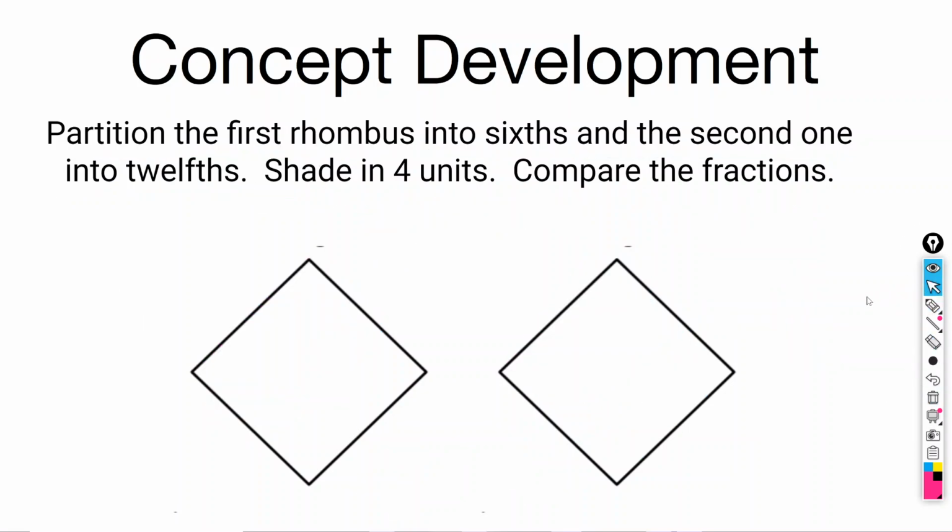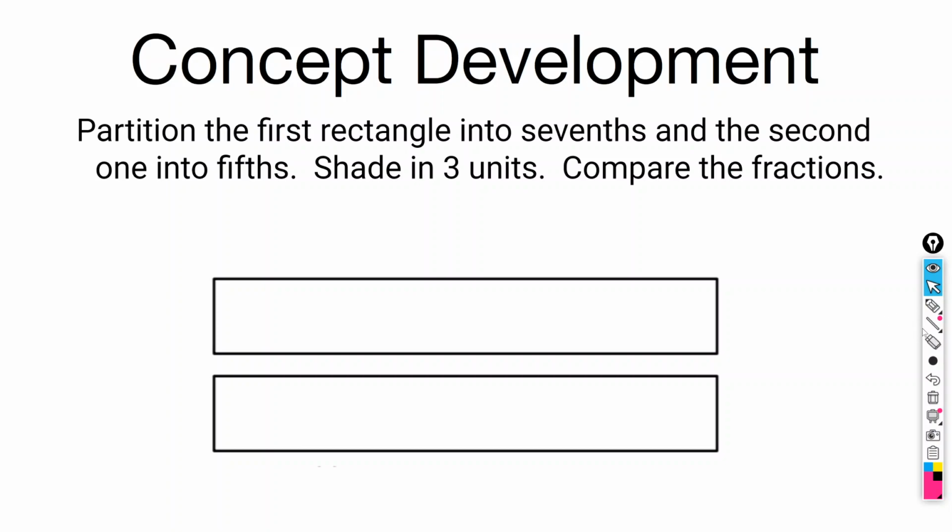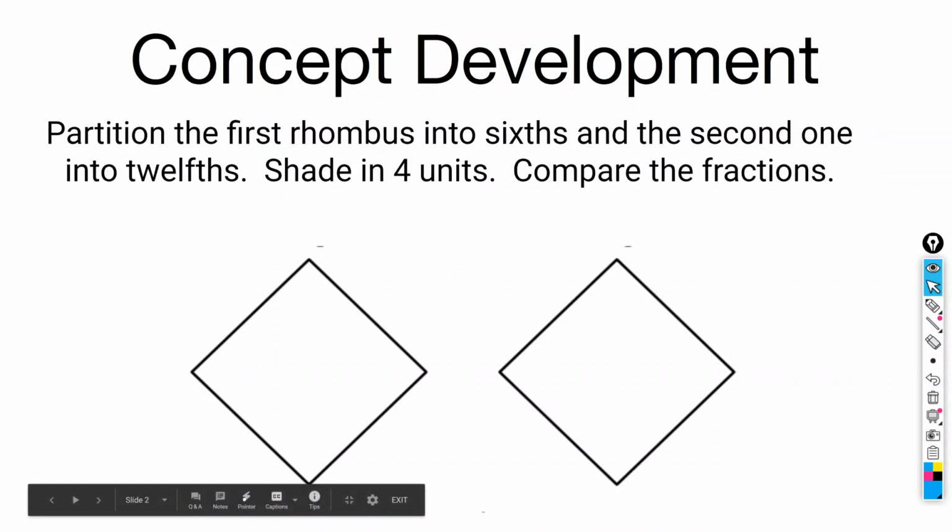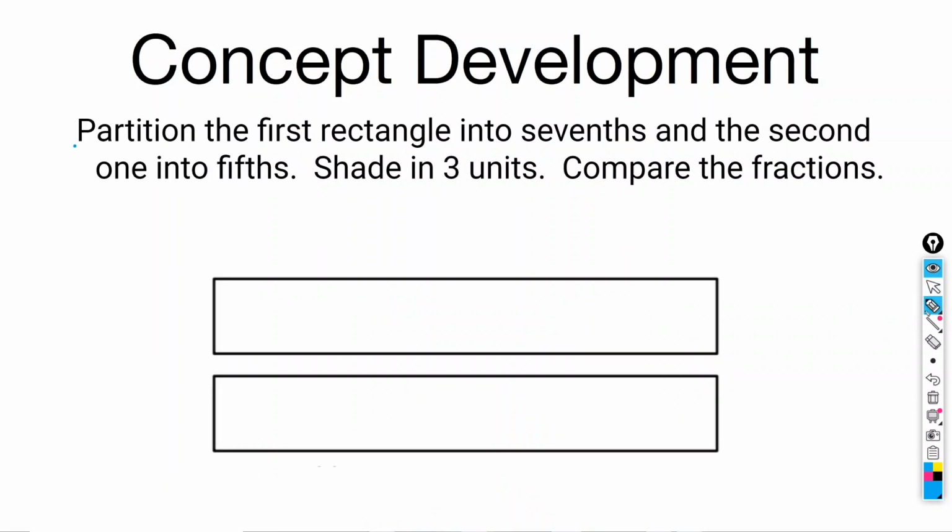That brings us to our next slide. Next slide is similar, except now we have some rectangles. Partition the first rectangle into sevenths. Okay. 1, 2, 3, 4, 5, and the last line makes piece 6 and 7 at the same time.